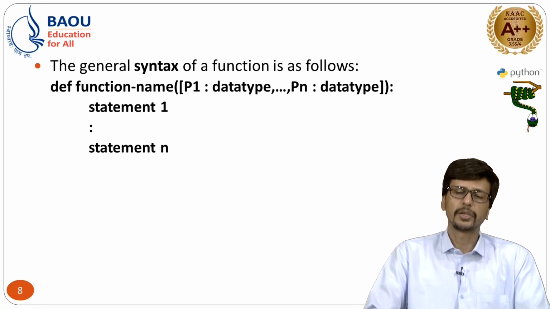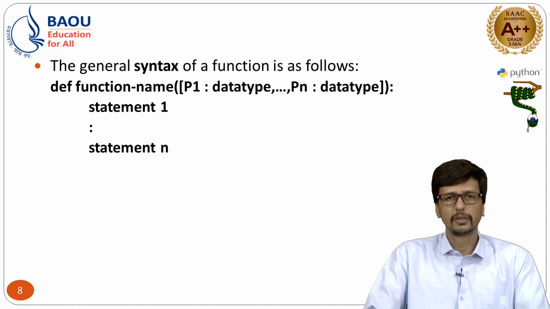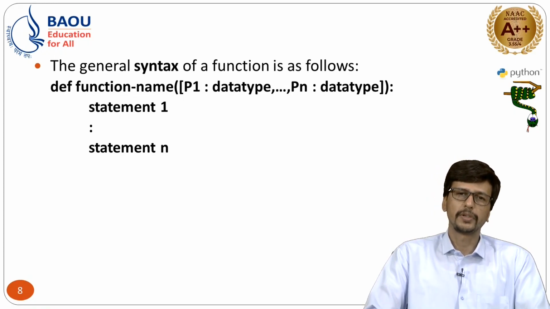Just like an identifier, the function name should not contain any space in between, and it should start with a letter or some specific symbol that is allowed in Python. The function name cannot start with a number. All these basic rules that you already are aware of for identifiers are applied here.